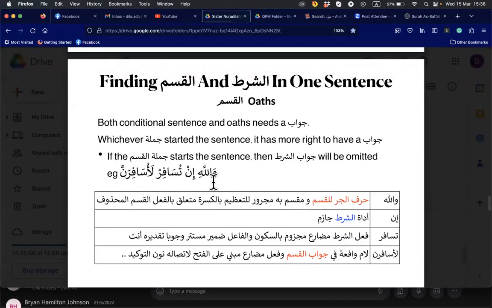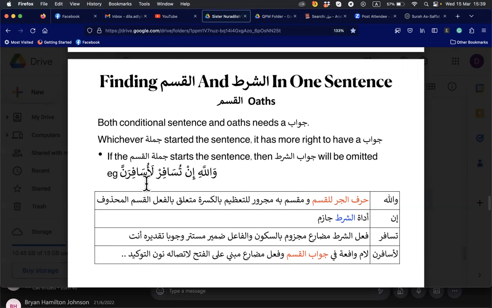So can you translate for us, Sister Zarina, maybe? Wallahi, by Allah. In, if... Safir, musafir, yes. So in tusafir, if you travel, and then the la, then usafir, I will travel. Yes, I will also travel.